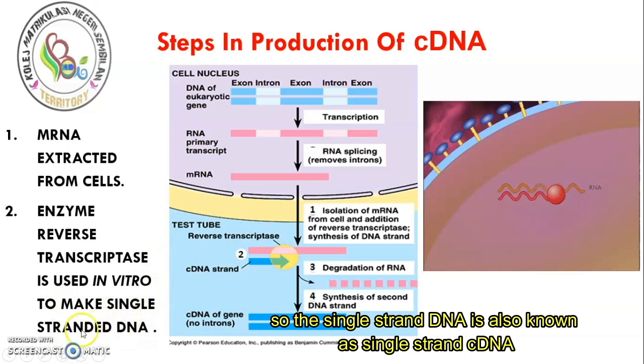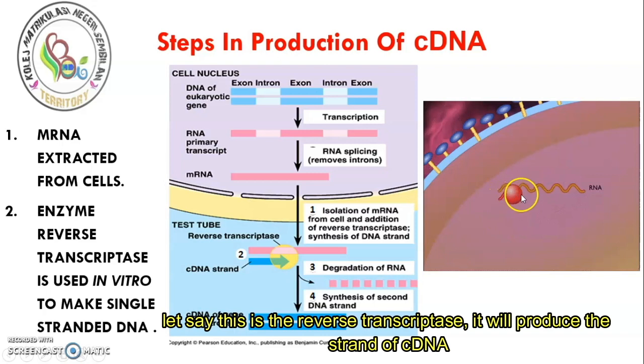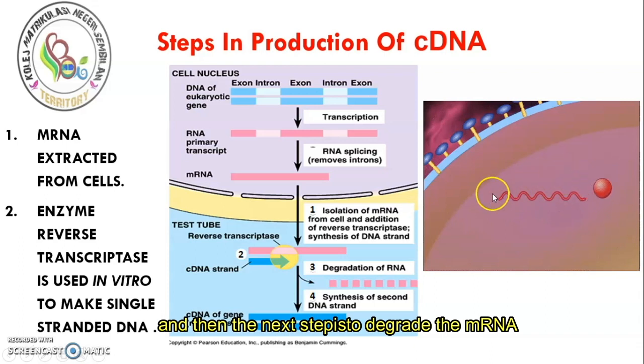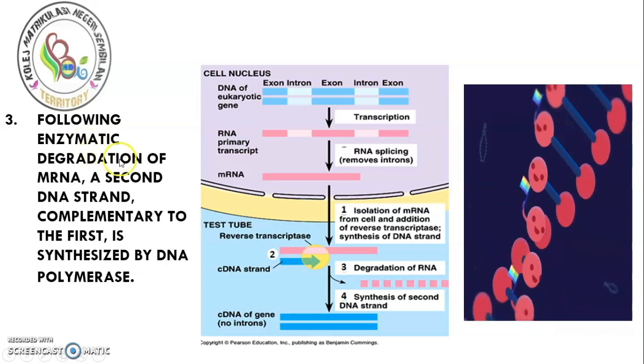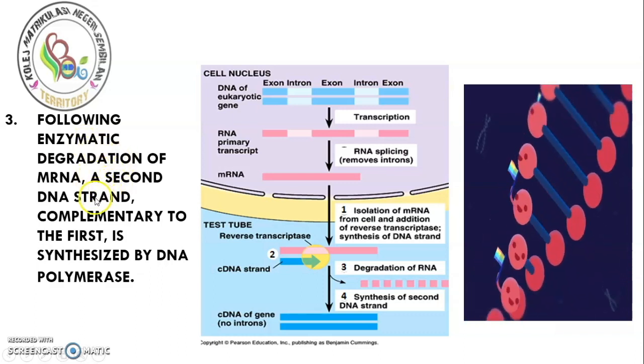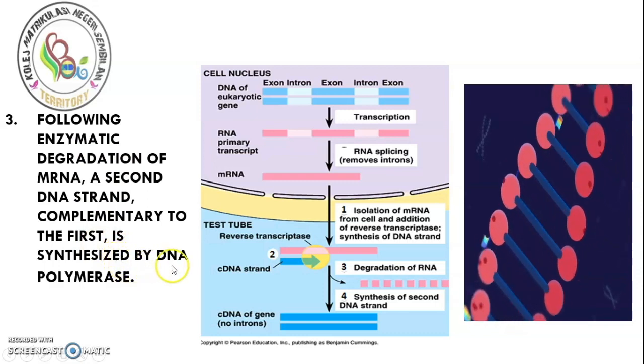So the single-stranded DNA is also known as single-stranded cDNA. Let's check out this animation. These are an mRNA, and let's say this is the reverse transcriptase. It will produce the strand of cDNA. And then the next step is to degrade the mRNA. Following the enzyme degradation of mRNA, a second DNA strand complementary to the first is synthesized by DNA polymerase.